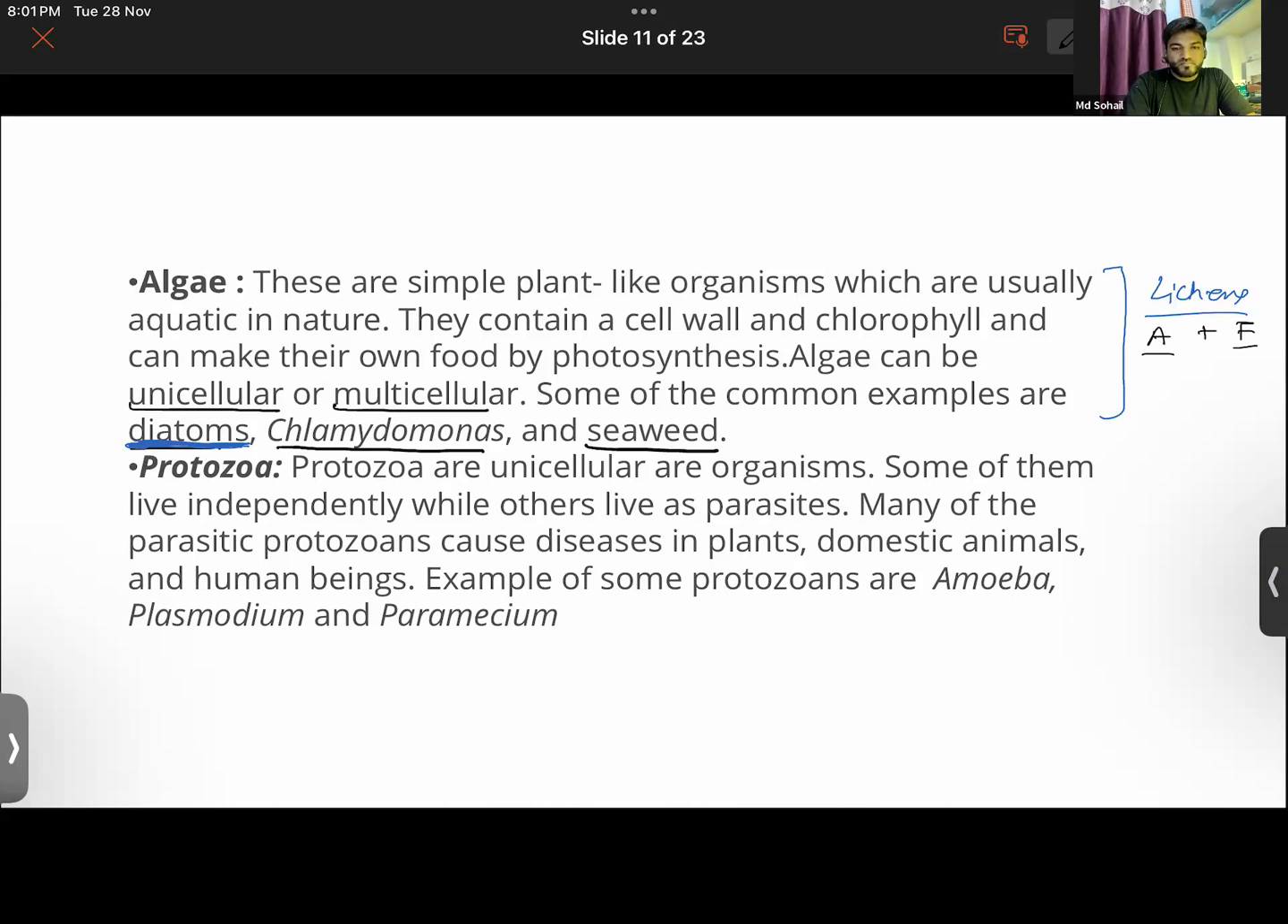Sir, algae provides water, and the fungus provides No, you have reversed it. The fungi do photosynthesis. Which one is photosynthetic? The algae provides food for the fungi, and the fungi provide shelter and moisture to the algae.